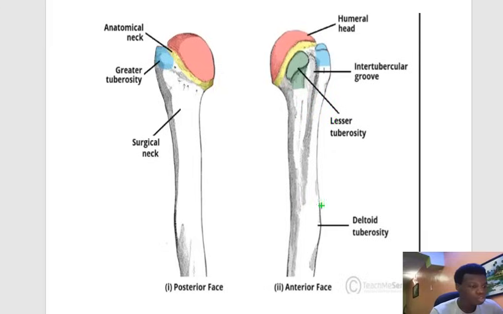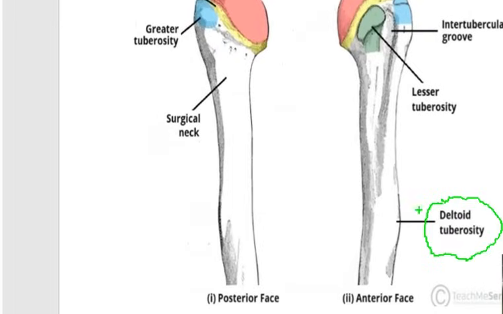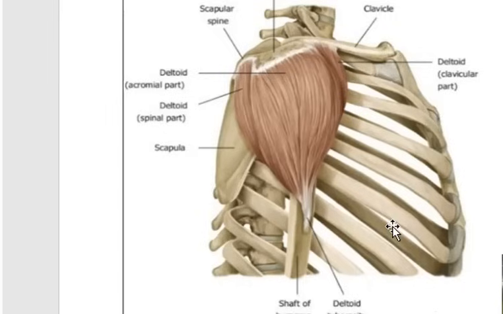Okay, so two structures are important on the shaft of the humerus. There is this roughened edge right here. That roughened edge is called the deltoid tuberosity, the deltoid tuberosity of the humerus, and that's where the deltoid muscle inserts on. Okay, are we seeing the deltoid muscle right there? Of course, the triangular muscle is the deltoid muscle, and it is inserting on the deltoid tuberosity of the humerus.